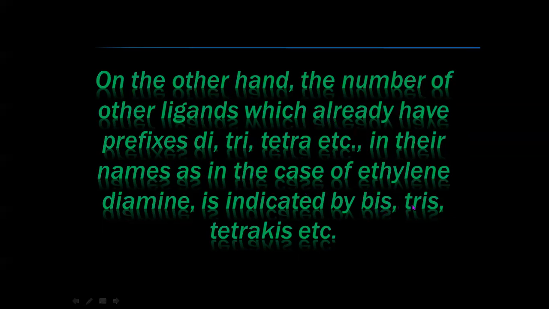Similarly, if we have 3, or tri in the name as a prefix, then we will use tris. For 4, we use tetrakis. So we will not use di, tri, tetra again while we name the coordination compound. Instead of that, we can use bis, tris, tetrakis, etc.